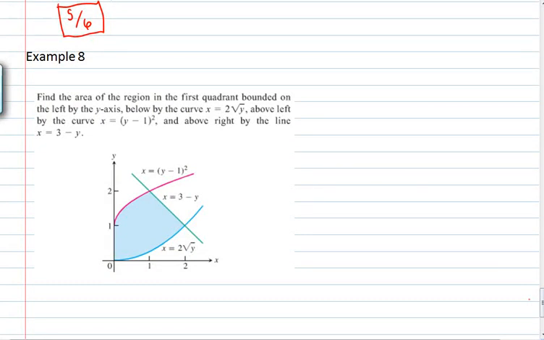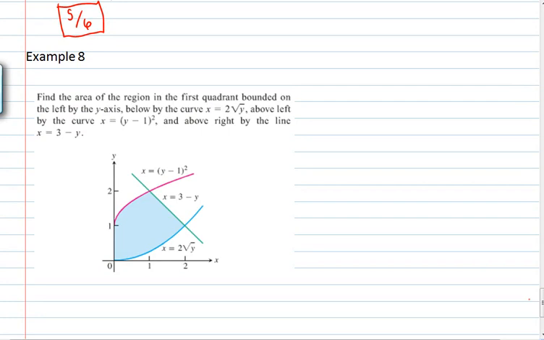Example 8. Find the area of the region in the first quadrant bounded on the left by the y-axis, below by the curve x equals 2 square roots of y, above left by the curve x equals (y minus 1) squared, and above right by the line x equals 3 minus y. They were kind enough to graph this region for you. Don't count on that always happening.